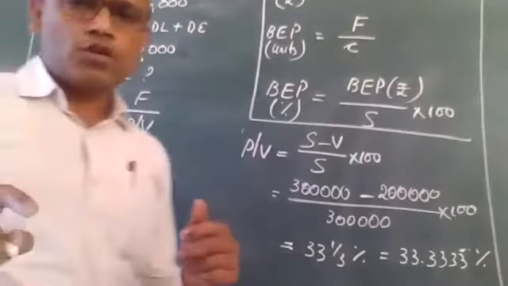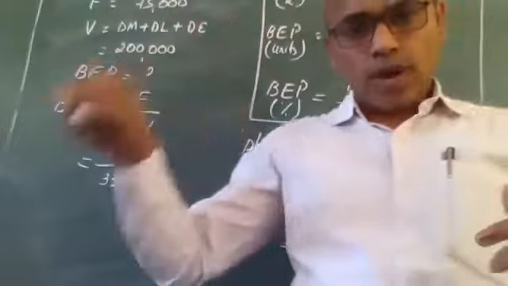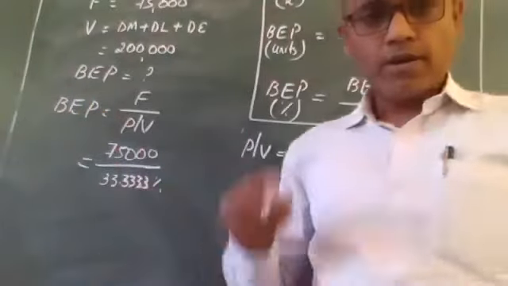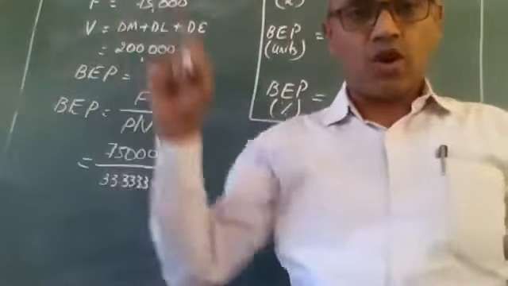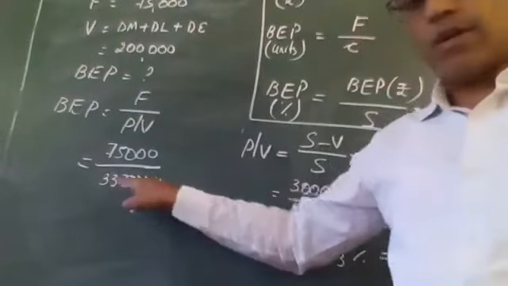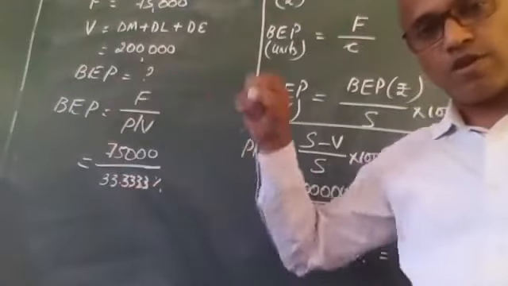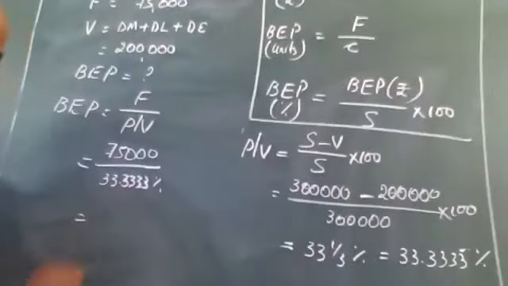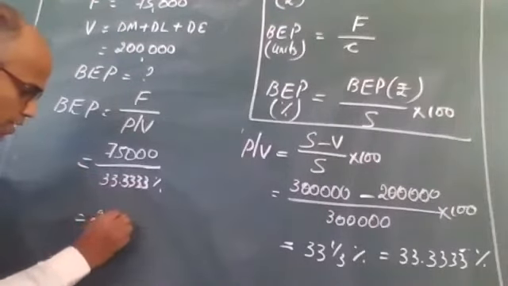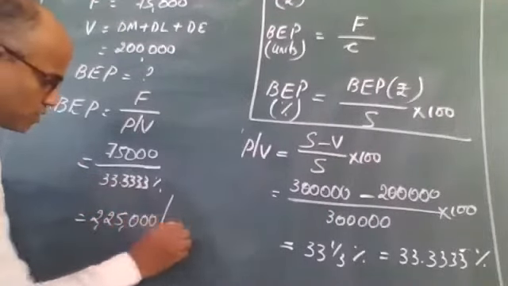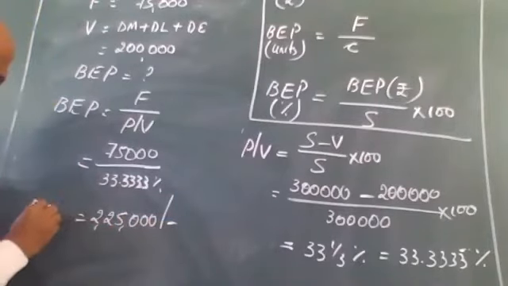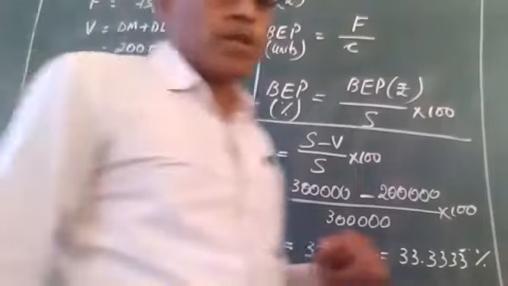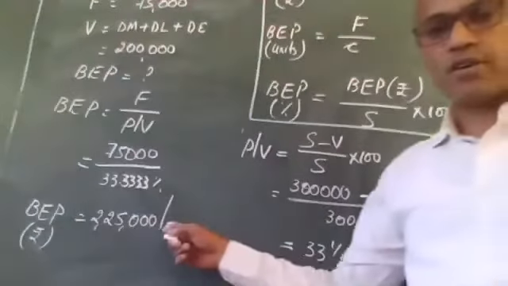If you are using calculators, I'll tell you how to use it also. In your calculator, you put 75,000 divided by 33.3333, and you have to press the percentage sign. So you get this answer: 2,25,000. Round it off to the nearest rupee when it comes to the final answer. So that is the answer. Break-even point in terms of rupees is 2,25,000.